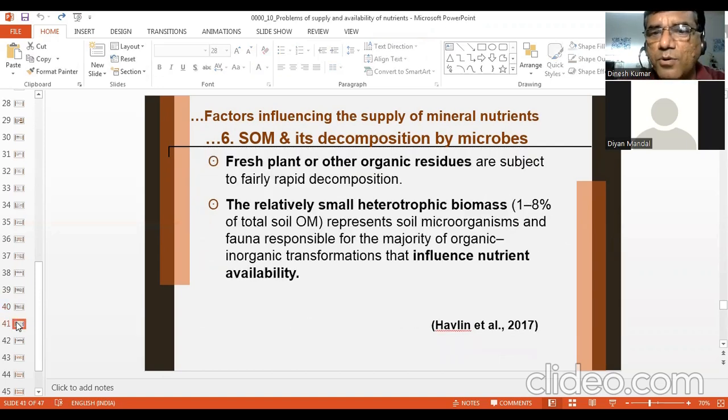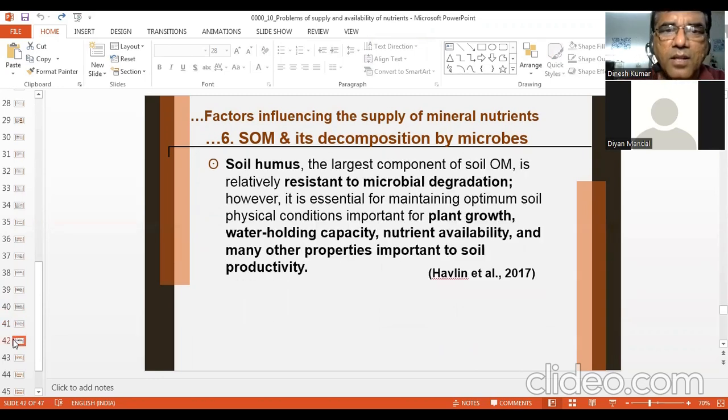Fresh plant or other organic residues, whenever they are added into the soil, are attacked by heterotrophic organisms and release nutrients, so nutrient availability is increased. Then also humus, soil humus, is very important, because upon decomposition of organic matter you also get humus levels increased. And you know the role of humus in plant growth.